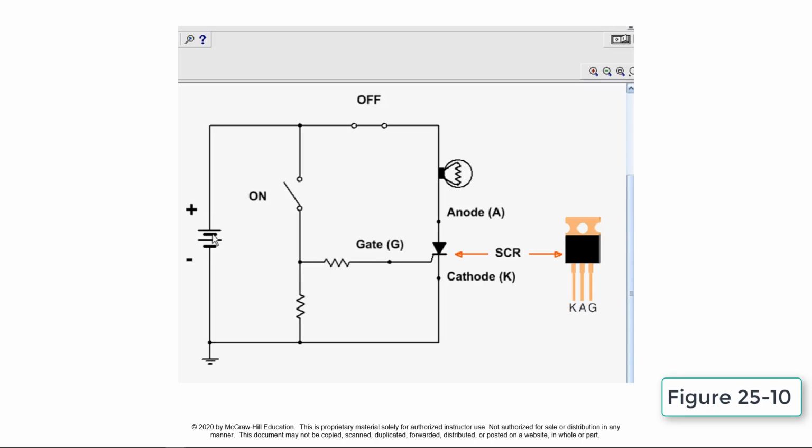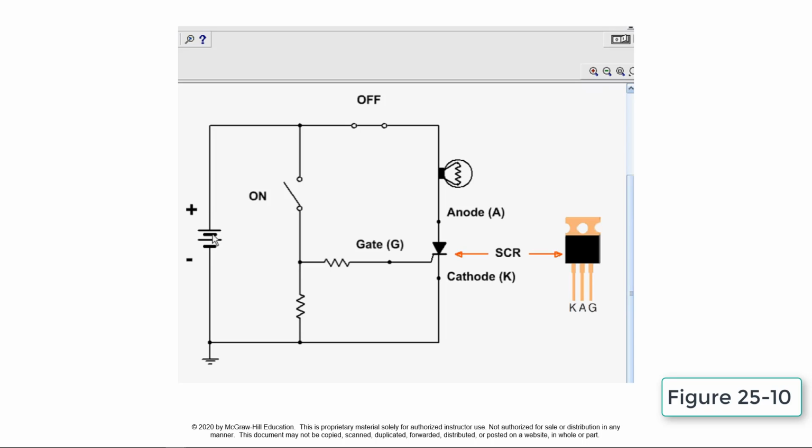This circuit simulates the operation of a silicon-controlled rectifier, or SCR. The circuit has been constructed similar to the SCR circuit shown. The anode of the SCR is connected so that it is positive with respect to the cathode, or forward biased. Momentarily closing the on switch applies a positive voltage to the gate of the SCR, which switches the anode to cathode circuit into conduction, thus turning the lamp on.